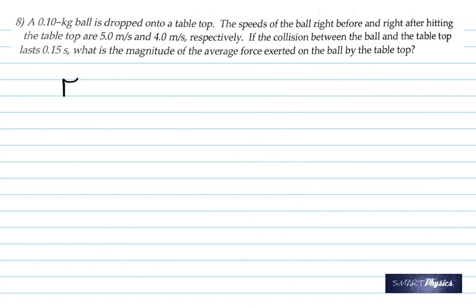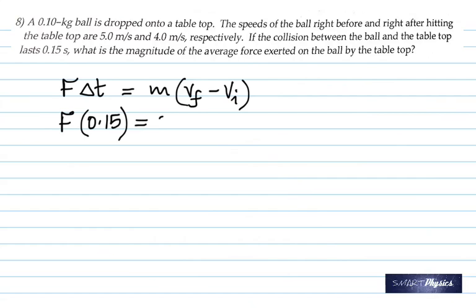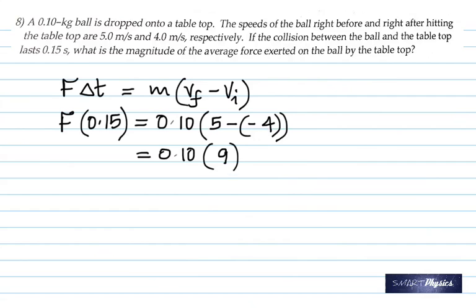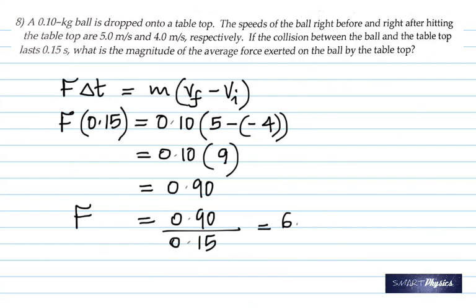So we can use the formula for impulse. Put them both together. Impulse is either the product of force and time, or it is equal to change in momentum. So the time of contact is 0.15. Now that's where we have to be careful. So it's not 4, it's negative 4. Why? Because it's going back in the opposite direction. So 2 negatives make a positive, it becomes 9. And therefore force is simply 0.90 divided by 0.15, which is 6 newtons.